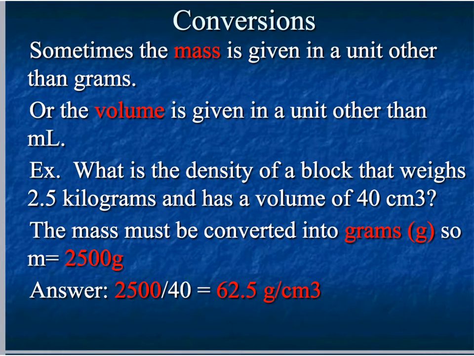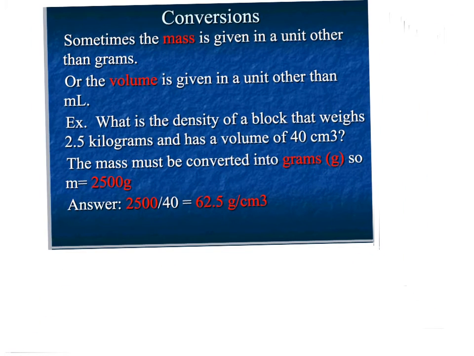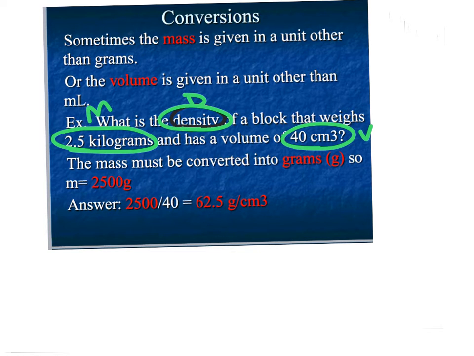Sometimes the mass is given in a unit other than grams, okay? Or the volume is given in a unit other than milliliters. So let's look at an example of that. What is the density of a block that weighs 2.5 kilograms? So kilograms, is that mass, volume, or density? That's going to be mass. And it has a volume of 40 cubic centimeters. So that's going to be, again, volume, V. So what is the density of that? So our unknown this time is going to be D for density.